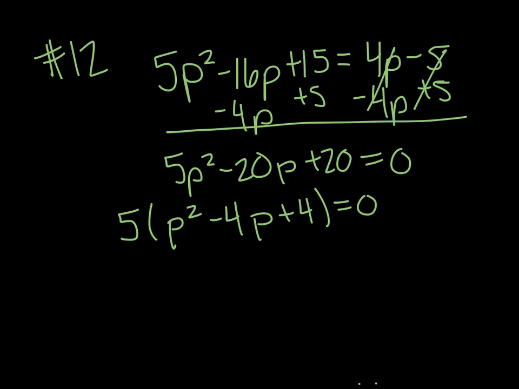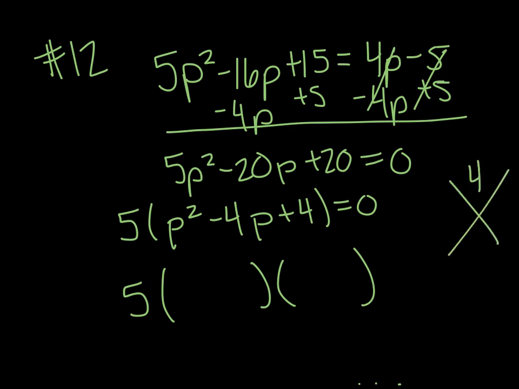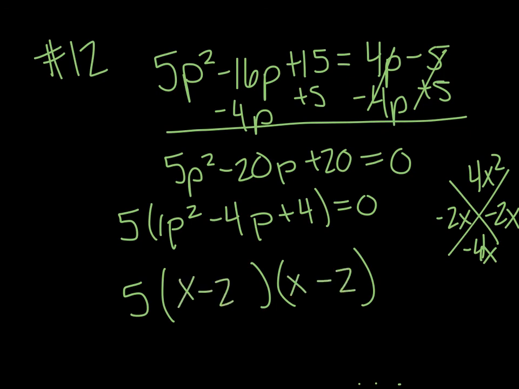And if your p squared, guys, is just a 1p squared, then all you need to know is, okay, what multiplies to get me 4? 1 times 4, but adds to get me negative 4. Negative 2 and negative 2. So p minus 2 and p minus 2. Oh, and I somehow went from x's to p's, it looks like.